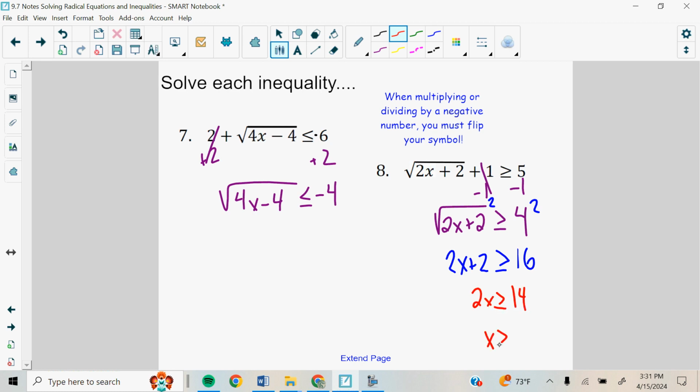So therefore, x is greater than or equal to 7. And so what this is saying is I can plug any number 7 or bigger into this problem, and it's going to give me a solution that is bigger than or equal to 5. Once I go smaller than 7, it is no longer going to simplify to that inequality. So this one is a minimum, and I don't need to go any further with it. That is going to be my answer.